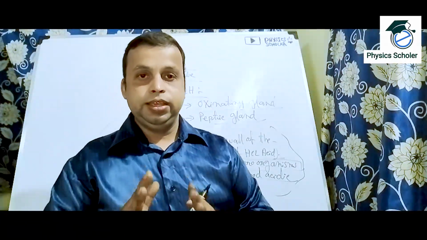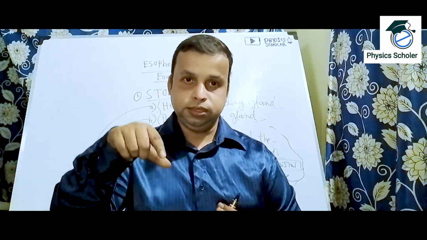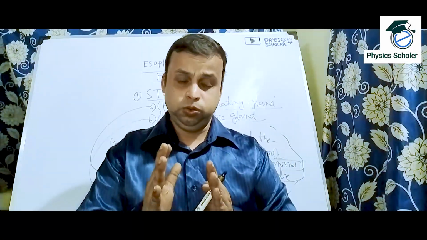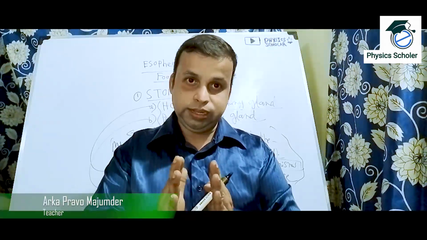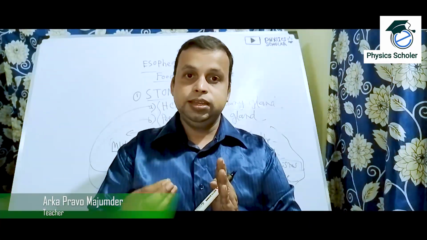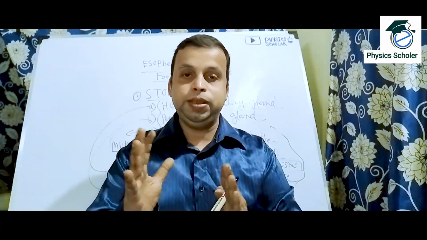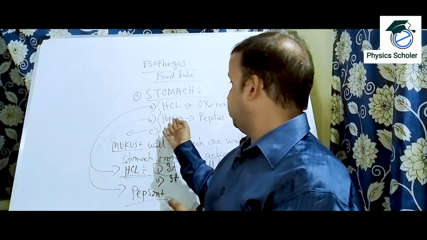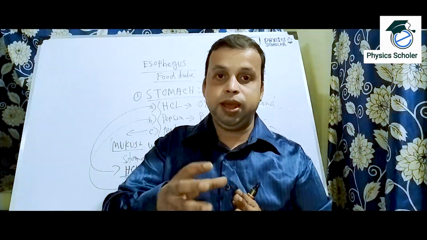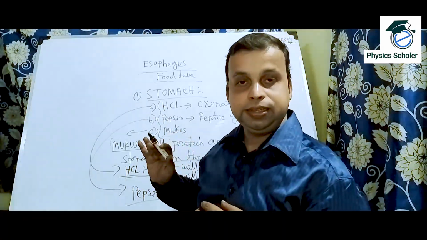So I am repeating once again. Inside our stomach, when we swallow the food through the esophagus, through peristaltic movement, the food will enter our stomach. Inside our stomach, what will happen? The mucus will protect the wall of the stomach from the acidic action of HCl. Now the HCl will kill the bacteria, fungi, or any other microorganism that is swallowed with the food, and it will mix with the food and make the food acidic. The proteolytic enzyme pepsin will break the complex protein molecule and convert it into simple molecules. So this is what happens inside our stomach.